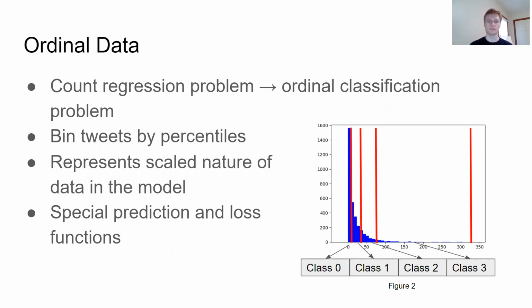I binned the tweets by percentile. Each bin has 20% of the tweets in it, and there are 5 bins total. To use ordinal data, I have to use special prediction and loss functions.